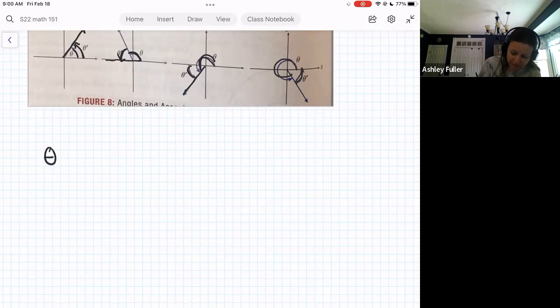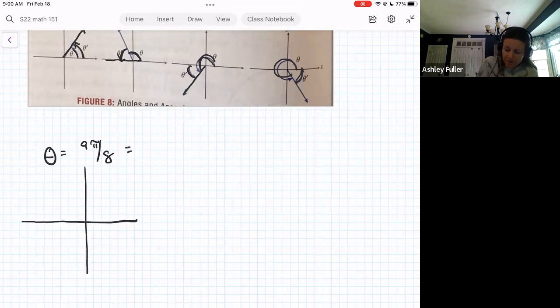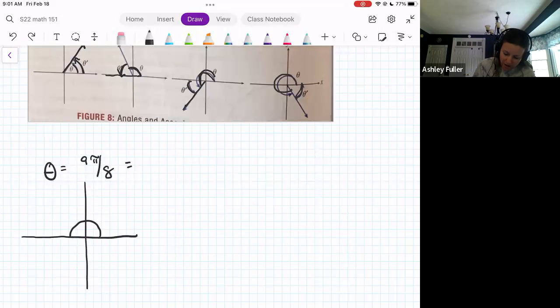If I want to find the reference angle for 9 pi over 8, I think it's very helpful to draw a picture. Notice that this translates into pi, which brings us to here, and then an additional angle of pi over 8. So our reference angle, theta prime, is going to be pi over 8. We can then do our calculations for the trigonometric function, sine, cosine, tangent, etc., based just on pi over 8.